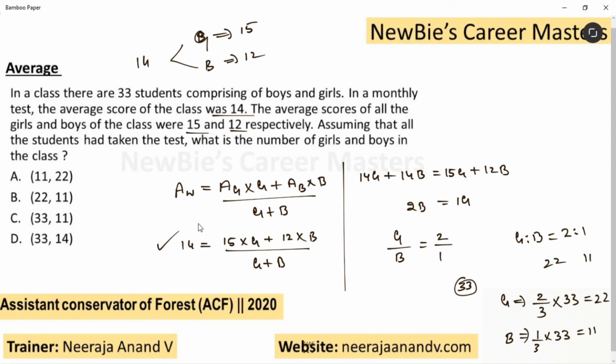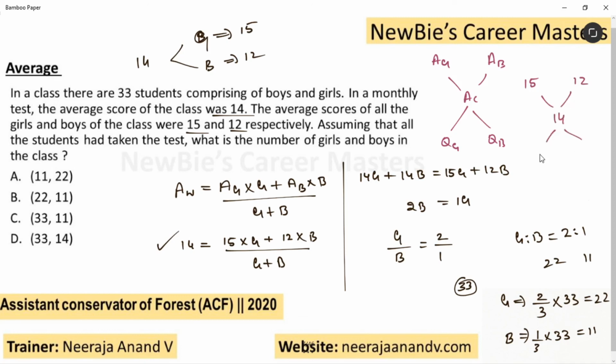Yes. Let's learn another technique now. Newbies, another technique is the one we use in the alligation and mixtures concept. Very simple. What you have to do is take the average score of girls here, like this, and the average score of boys here, like this, and here the overall average. Here you will get the weight ratio, the number of girls and number of boys. We can take this as the quantity ratio. Let's take the values here. Girls 15 and boys 12, overall 14.